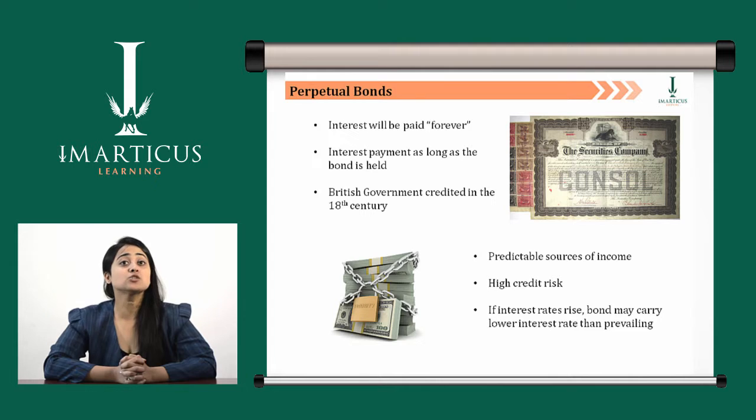meaning investors could earn more money by holding a different bond. In such a scenario, the perpetual bond would need to be sold on the open market, at which time it may be worth less than the purchase price as investors discount their offers based on the interest differential.